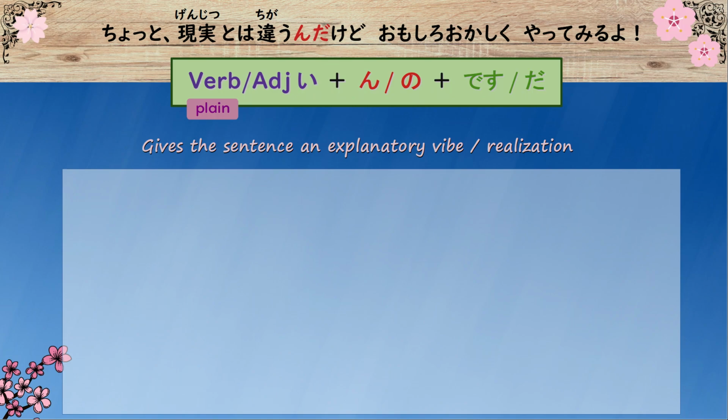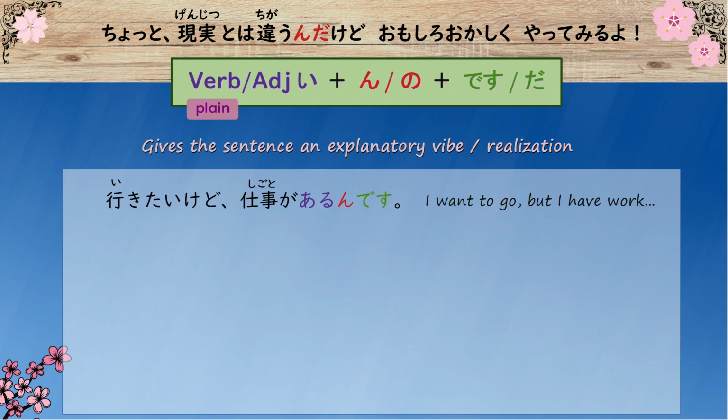You can add です just because you are adding the explanatory の. So the whole expression is んです or のです or んだ or のだ. And so it gives the sentence an explanatory vibe, or it can express a realization. So I will explain why later.